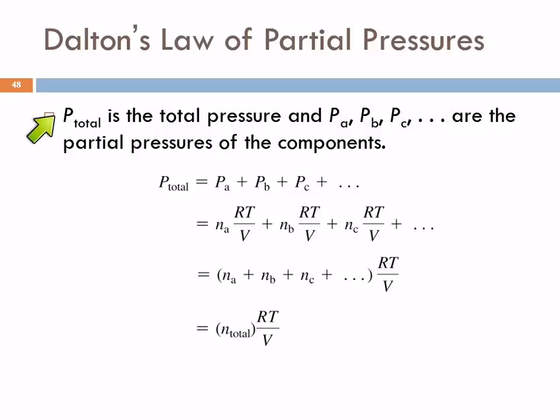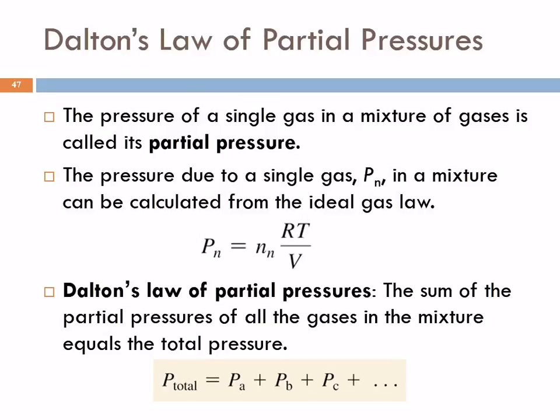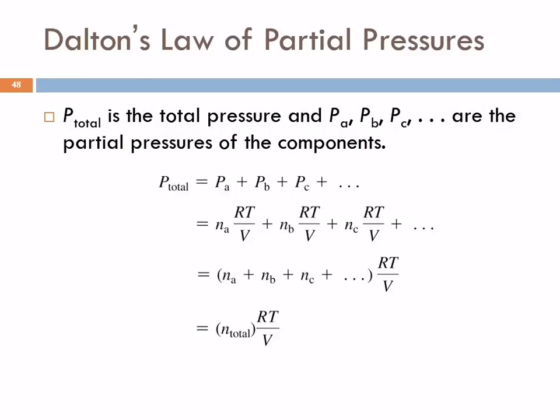So we say that P total is the total pressure, and this is PA, PB, PC. These are the individual gases. So gas A, gas B, gas C. So the total pressure equals the sum of these partial pressures. PA, the partial pressure from A, is going to equal the moles of A times RT over V. We saw that up here, right? Everybody was okay with that? We're just going to change the n's here to A, B, and C. So the partial pressure from B is the moles of B times RT over V.